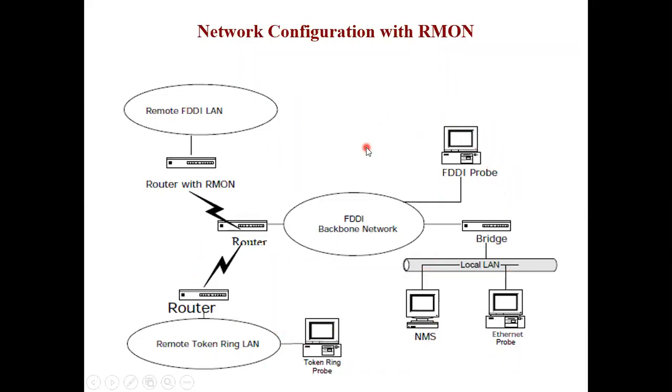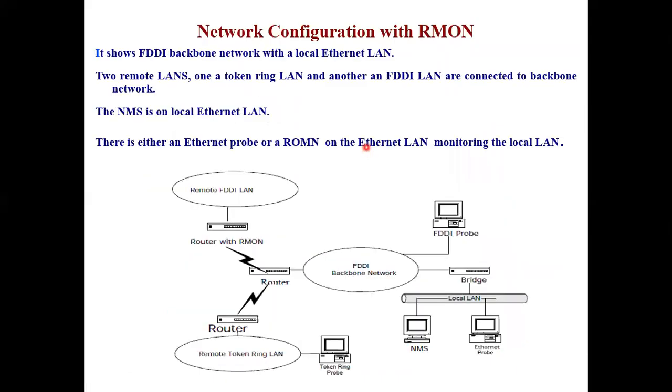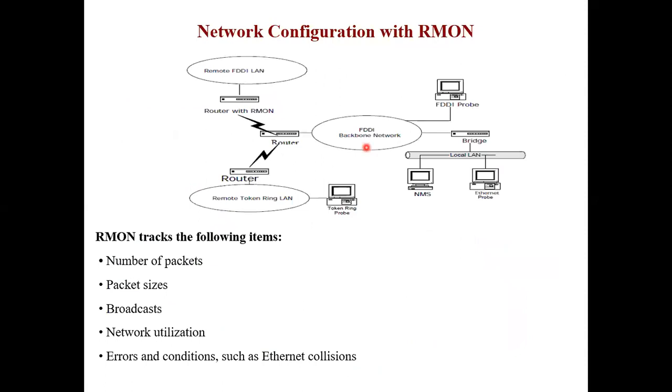So this is the diagram from the book. You will be explaining this with this particular diagram. So all these functions are there. What the RMON is doing is it tracks the number of packets, the packet size, the broadcast, network utilization, errors and conditions, if there is a collision. Okay, so all this data they will find out.